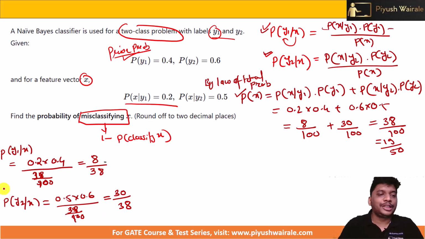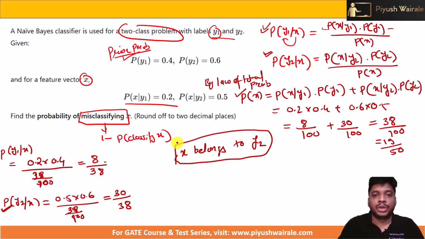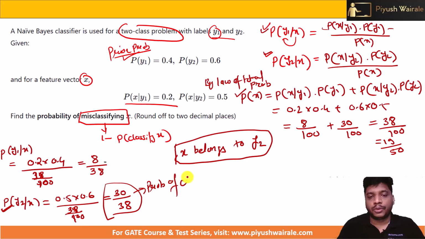Which one is maximum out of these two probabilities? This one. It means x belongs to the y2 label. This is what we can write here: x belongs to the y2 label because probability of y2 given x is maximum, right? So this is how we can apply a Naive Bayes classifier for a given problem. If in the question they ask which class, y1 or y2, x belongs to, you can say x belongs to y2. What is the probability of classifying x? That is basically this one, the maximum out of these two, right?